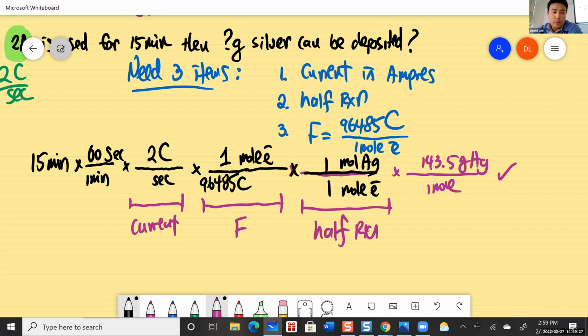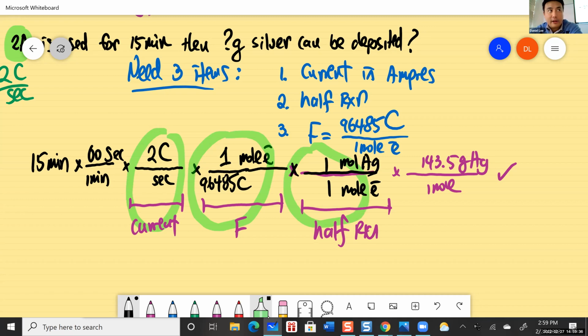You see that? So what do you need? You just need 3 things: the current, which will be given, Faraday's constant, and your half reaction. You can do any kind of question that involves electrolysis. And those are the electrolysis questions that you'll be asked.